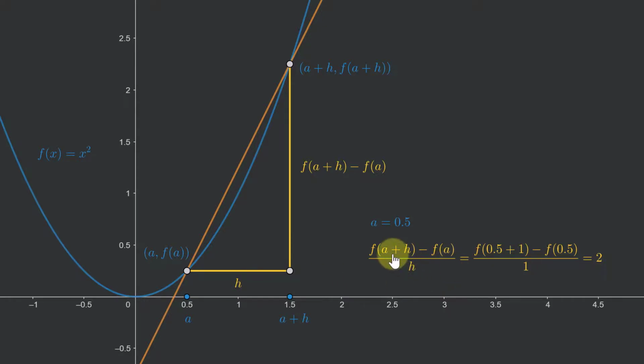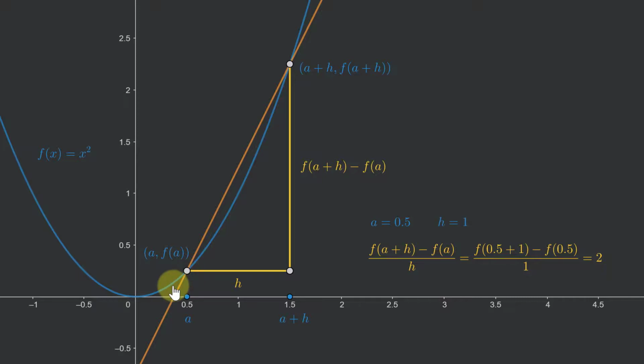And in our example, we have a equals 0.5, and the length of h has been chosen to be 1. So if you replace a and h by 0.5 and 1, we get this expression. And if we evaluate this expression using the definition of f(x), which is x squared, we obtain the slope 2 for this secant.